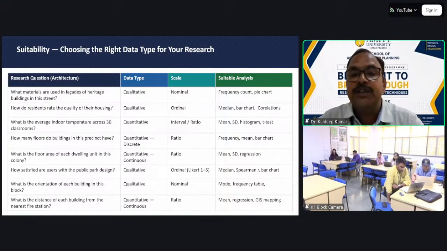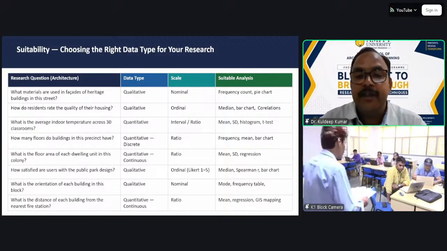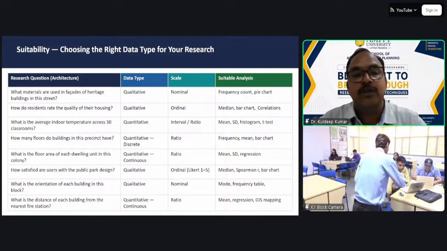Now, one thing you notice is how these are different from each other. The research question completely determines the data type, the scale, and the analysis method. So that is why understanding of data type is not optional. It is the foundational thing that everything else sits on.